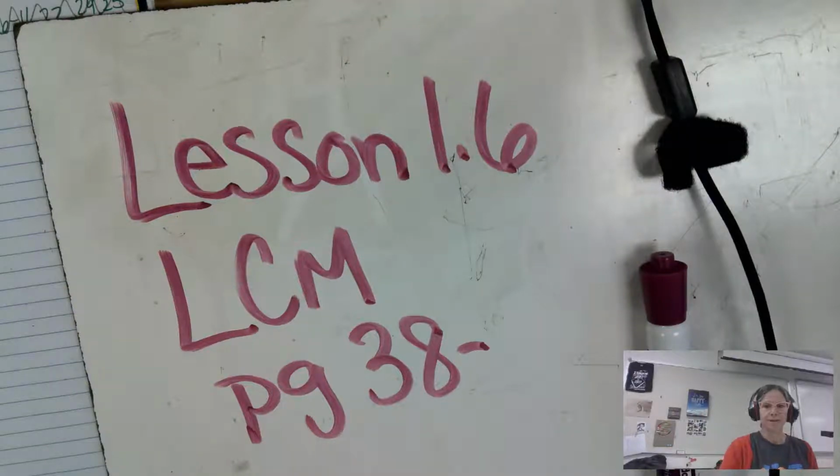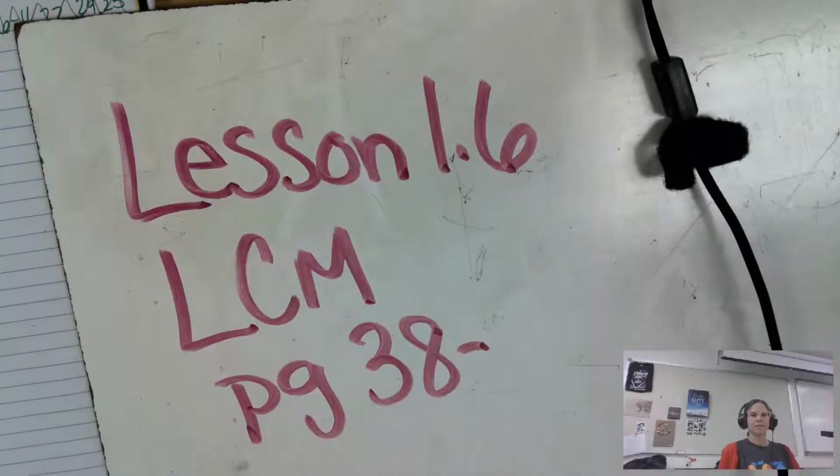Okay, here we go. We are going to talk about the least common multiple. This is lesson 1.6 in your Big Ideas math book. It is on page 38.